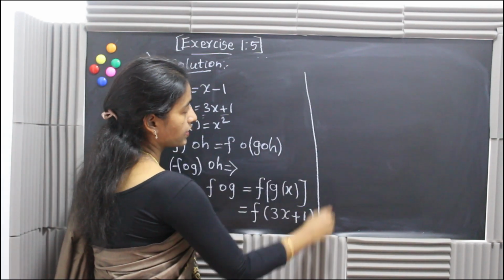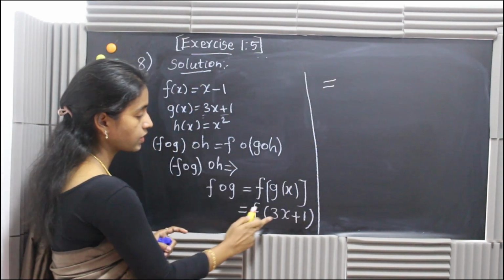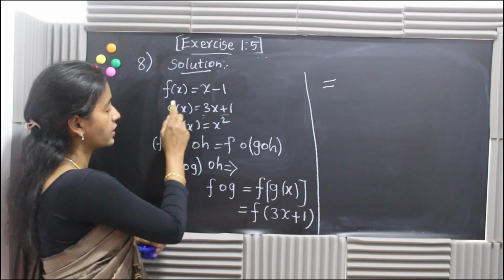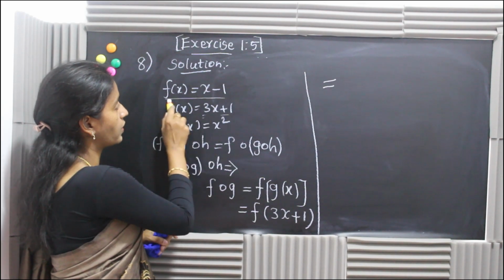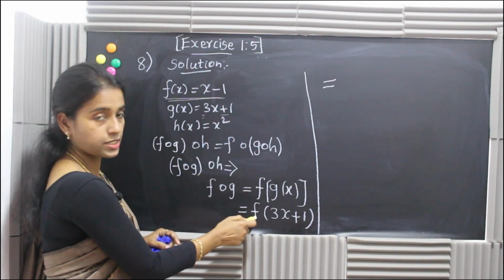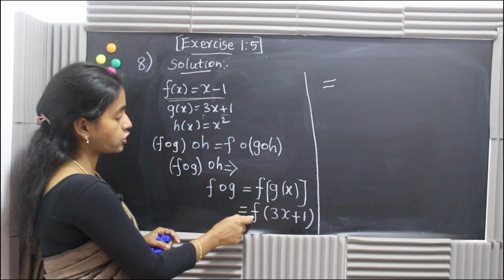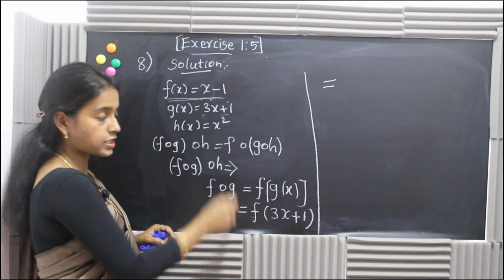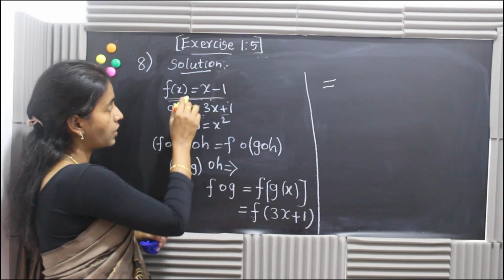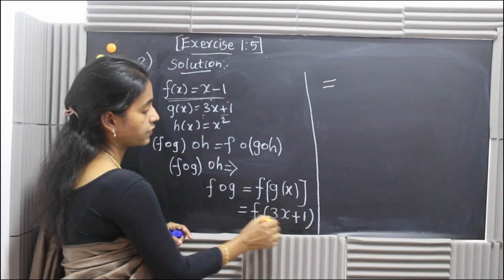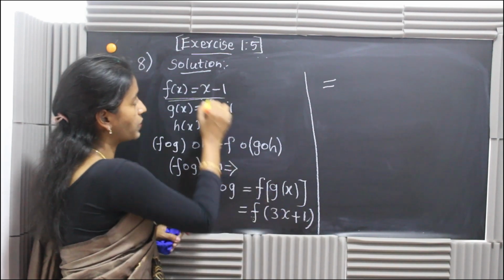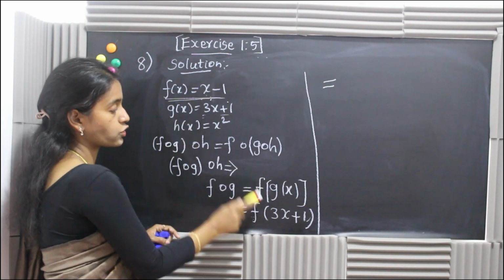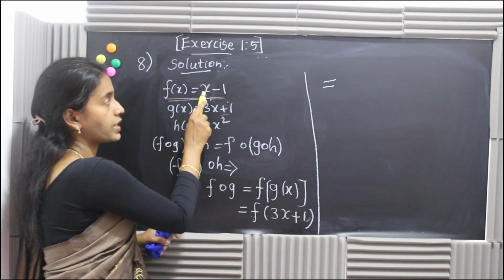Now, what would be the next line? Here f is given, right? So I am going to consider the f of x formula. Here f is given, so I should consider the f of x function. In this function, I have to apply this value in place of x.